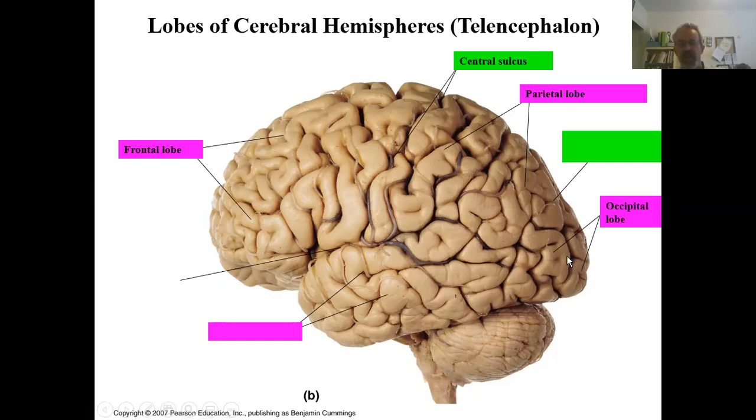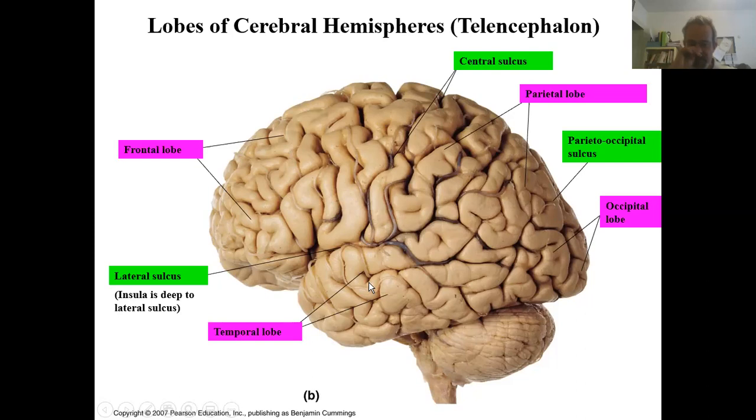We then have what's called the occipital lobe. The area between the occipital lobe and the parietal lobe is called the parietal occipital sulcus. Sulcus is kind of like a groove. And then we also have what's known as the temporal lobe and what's called the lateral sulcus. So those are the different lobes. The focus today is mostly the functions of these different lobes, and we'll get into some other regions as well. This part is called the telencephalon.